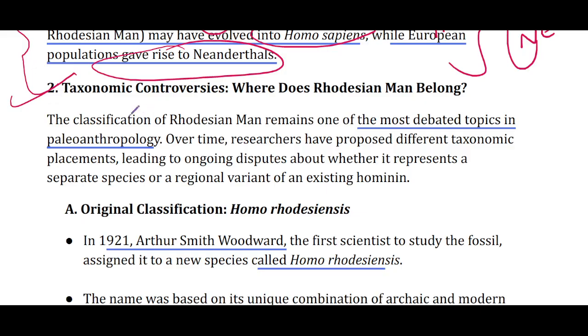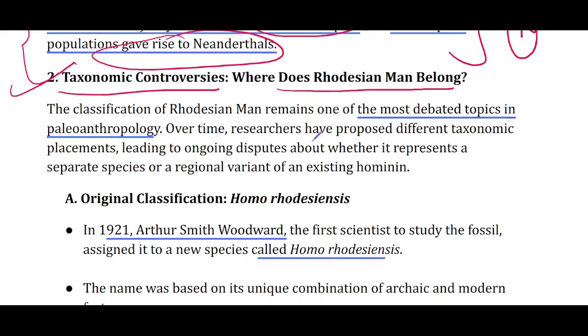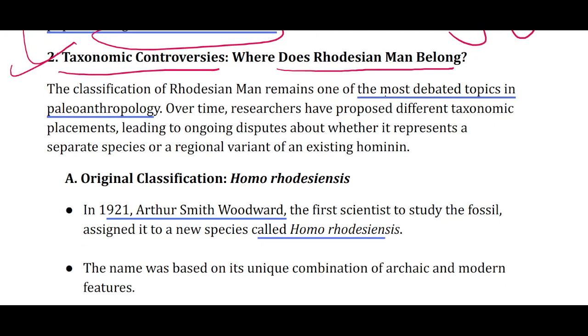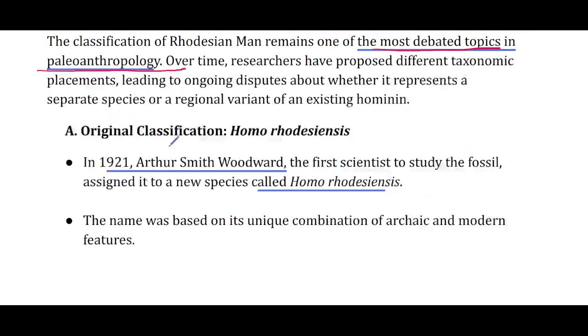Now, the next controversy is about its taxonomic place. Where does Rhodesian man belong? This remains one of the most debated topics in paleoanthropology.